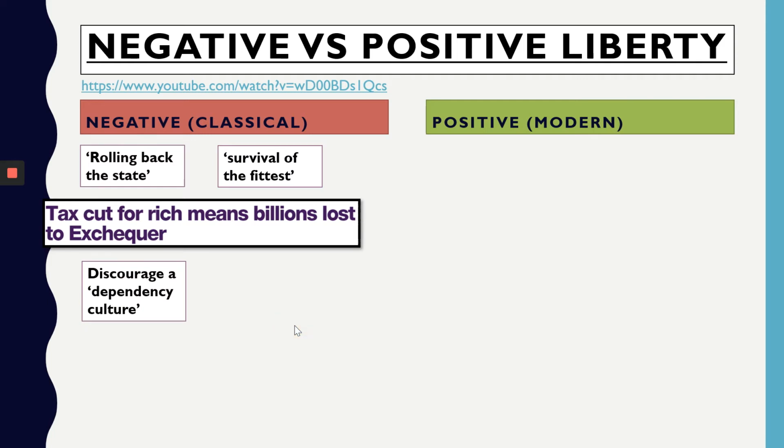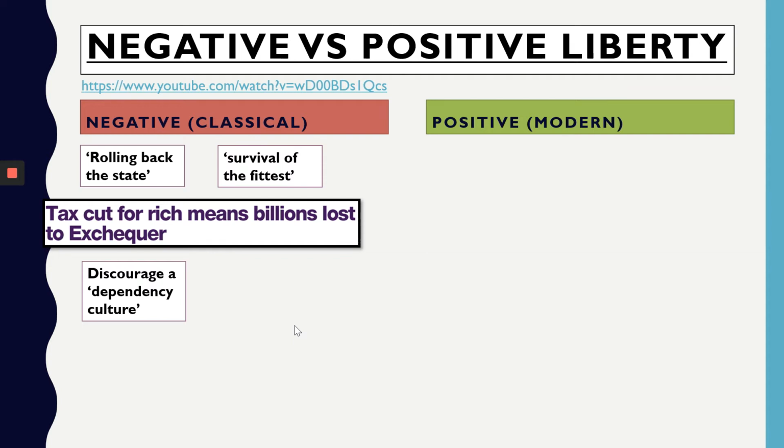They discourage a dependency culture. So dependency culture refers to when people are reliant on the government for help. They rely on the government perhaps for benefits to live or for housing. So they want to try and discourage this and make people more individualistic, make them more independent.